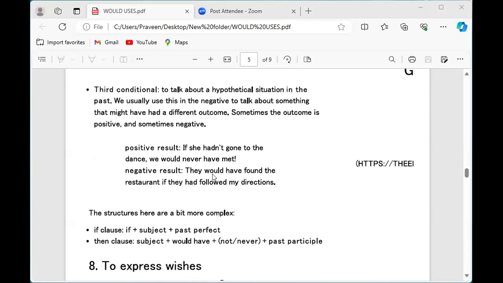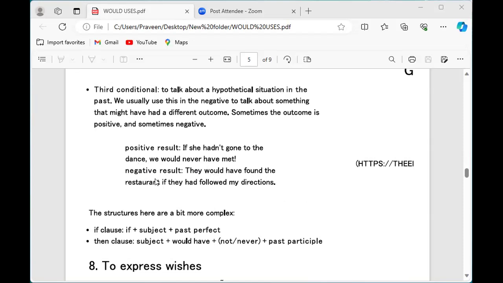Negative result: they would have found the restaurant if they had followed my directions. So one person gave directions, like how to reach that place, the restaurant, and these people missed it. They did not follow what that person had given. If they had followed, they would have reached. That is what it means.